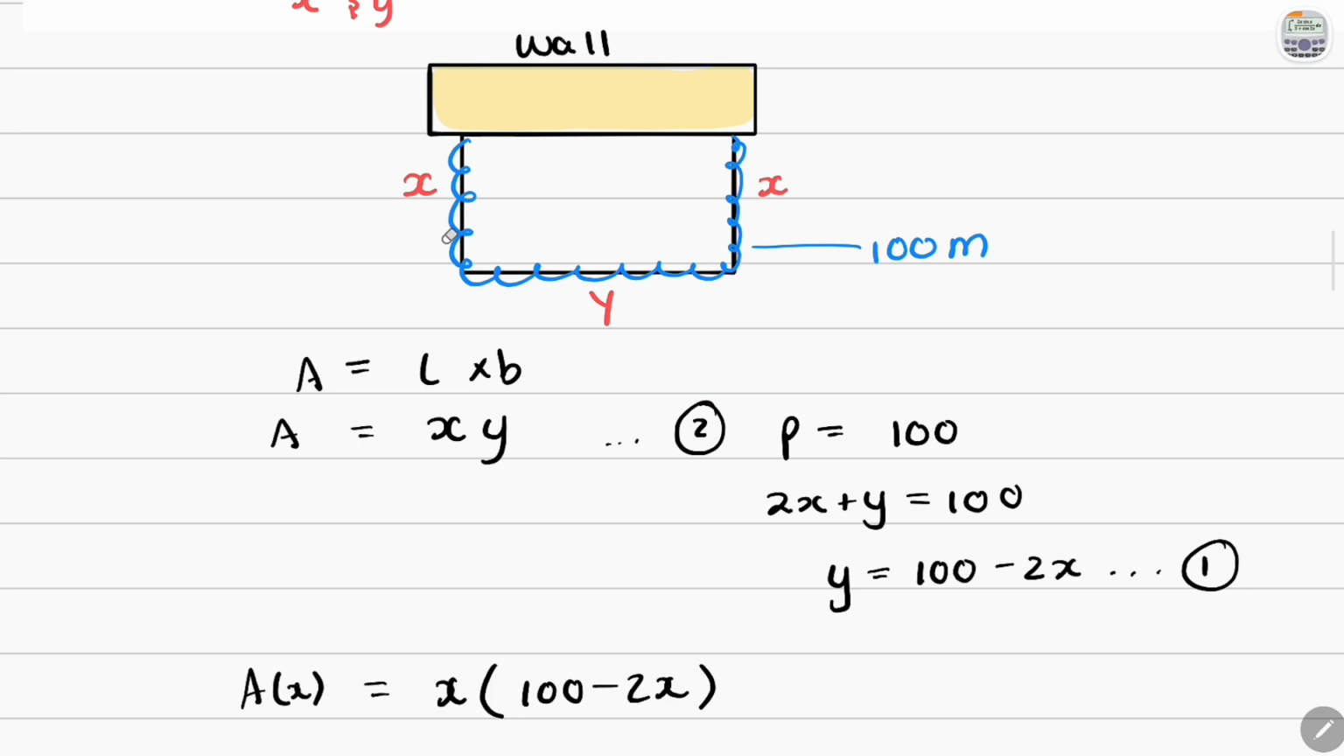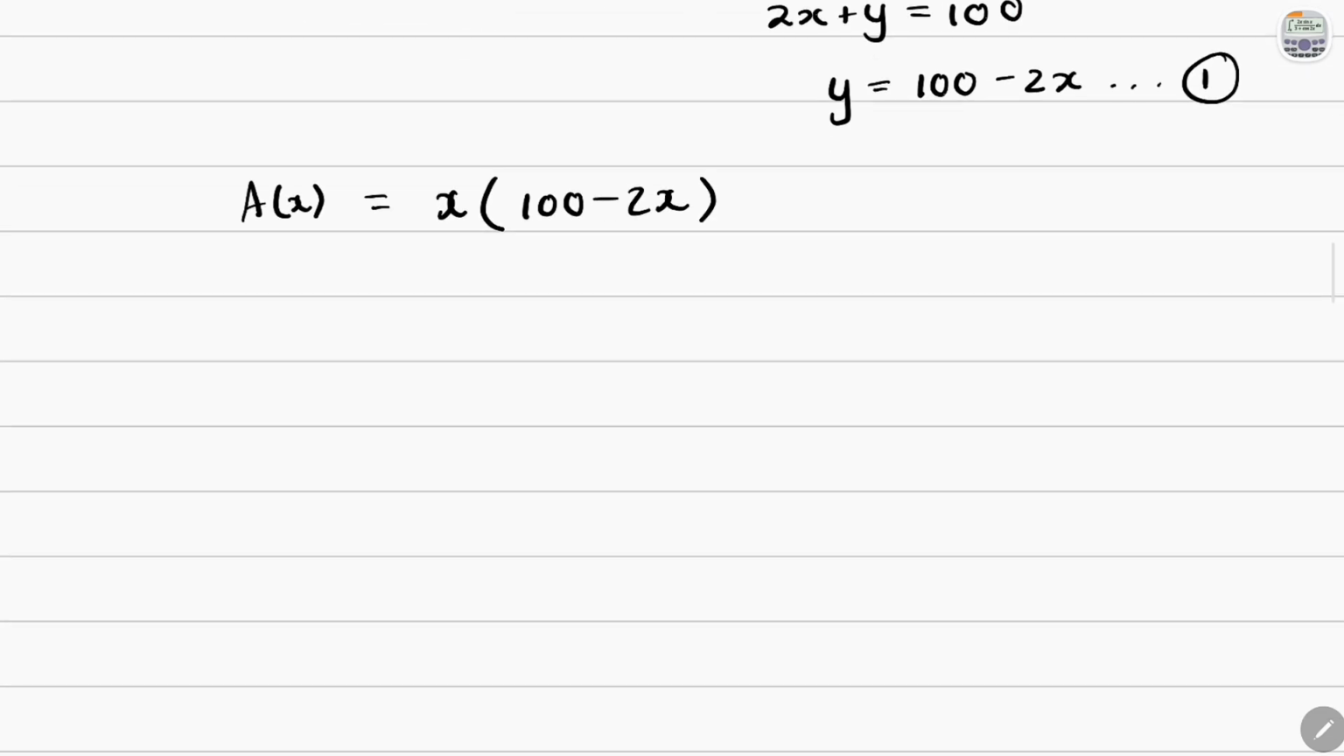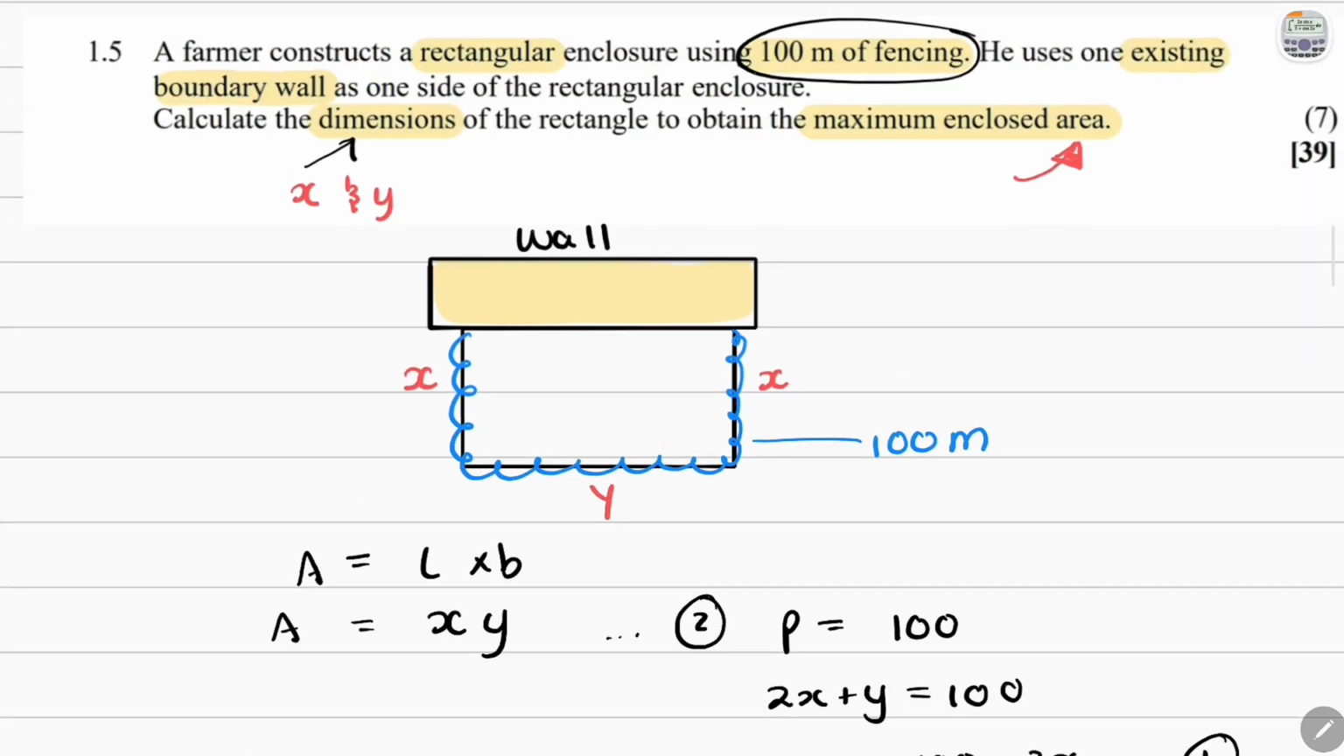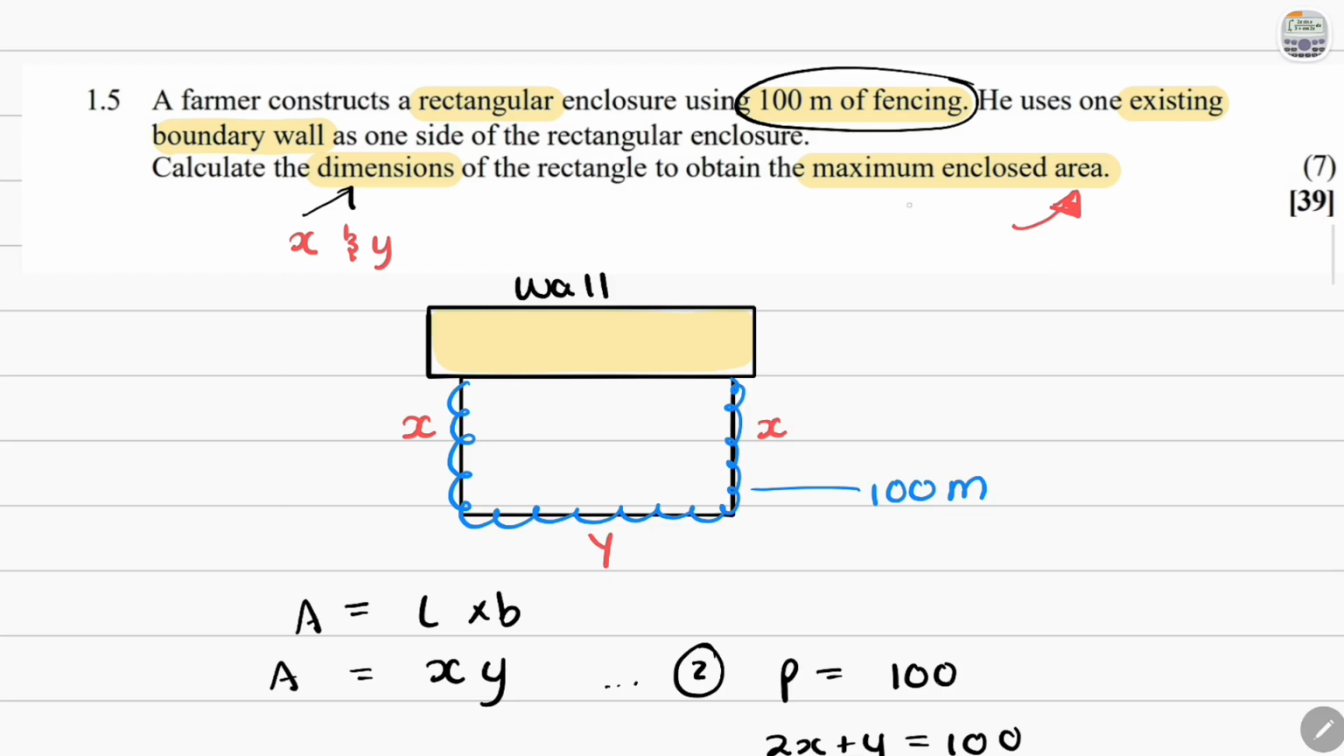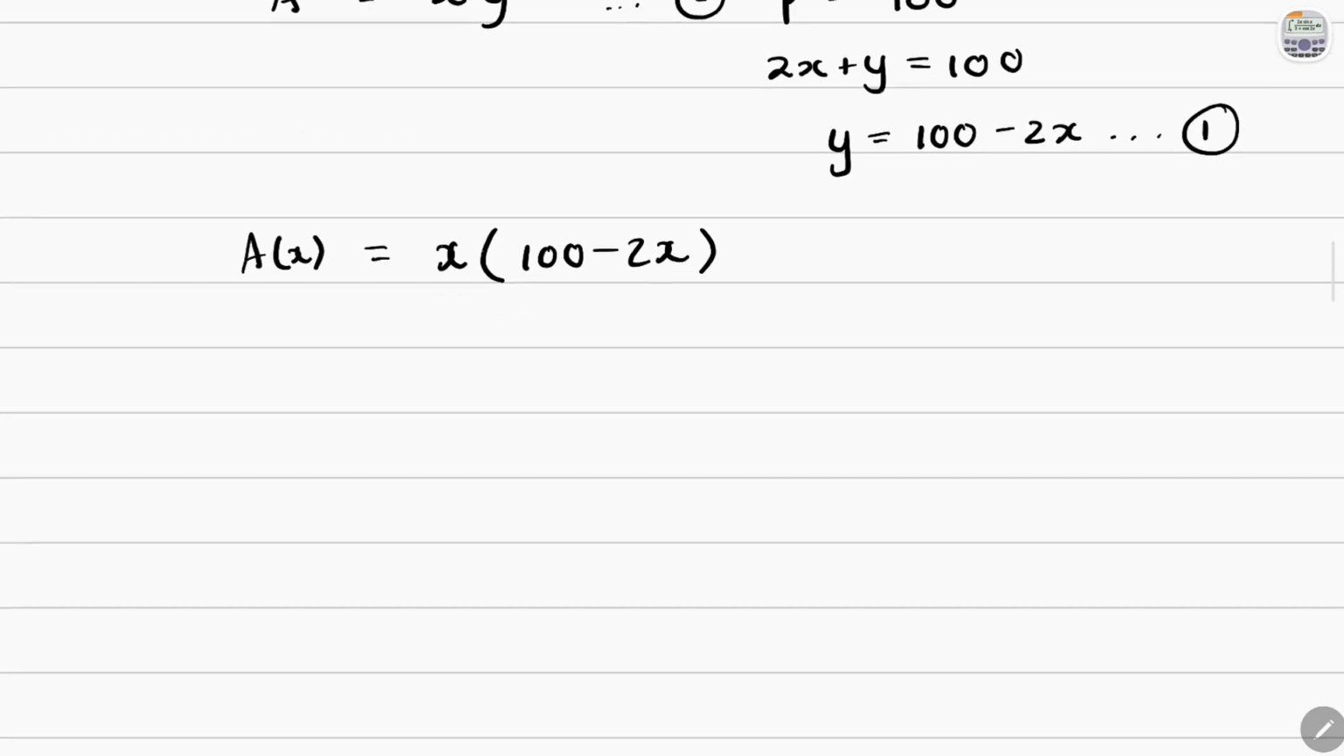x for now stands for the breadth. Okay, so this is our area, and what we're trying to find out is the dimensions for which this is going to be a maximum enclosed area. So for which it's going to be a maximum.